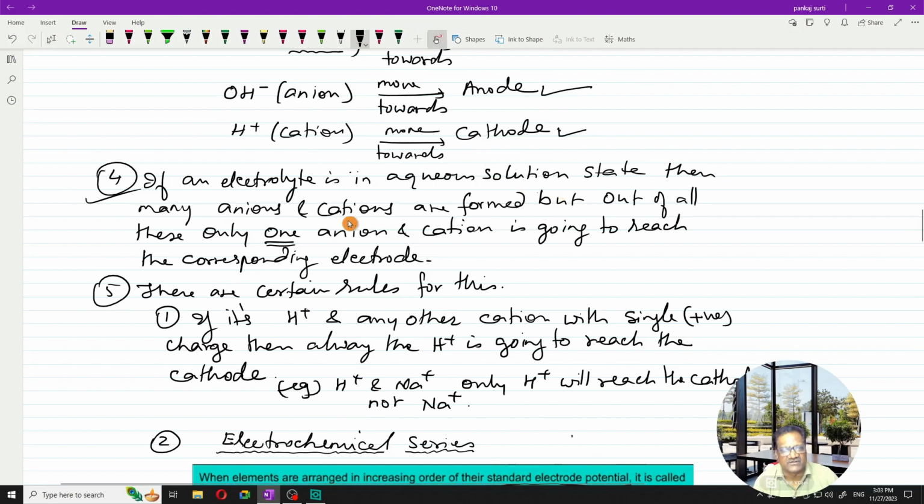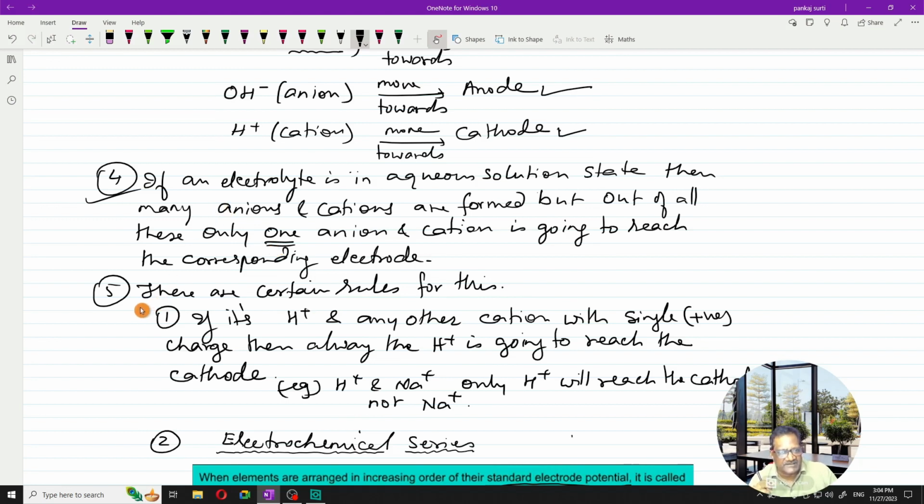Yeah, that's working. So that's the fourth point, very important one, okay? So out of many anions, only one is supposed to reach the anode, and out of many cations, only one is supposed to reach the cathode. Now which one is going to reach the anode or the cathode, that we are going to see, okay?